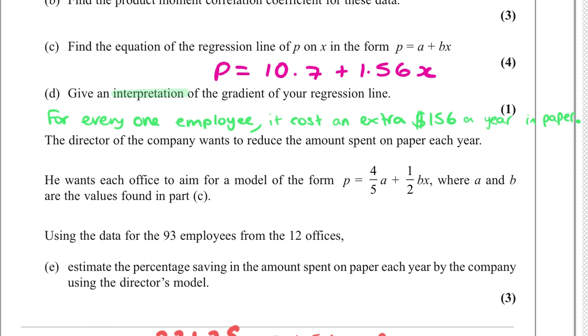Right. So, next up, it says, the director of the company wants to reduce the amount spent on paper each year. He wants each office to aim for a model of the form P equals 4/5 A plus a half BX, where A and B are the values found in part C. Okay, so if we think about this, we now want P equals 4/5 lots of 10.7 plus a half lots of 1.56x. Okay, so what is 4/5 of 10.7?